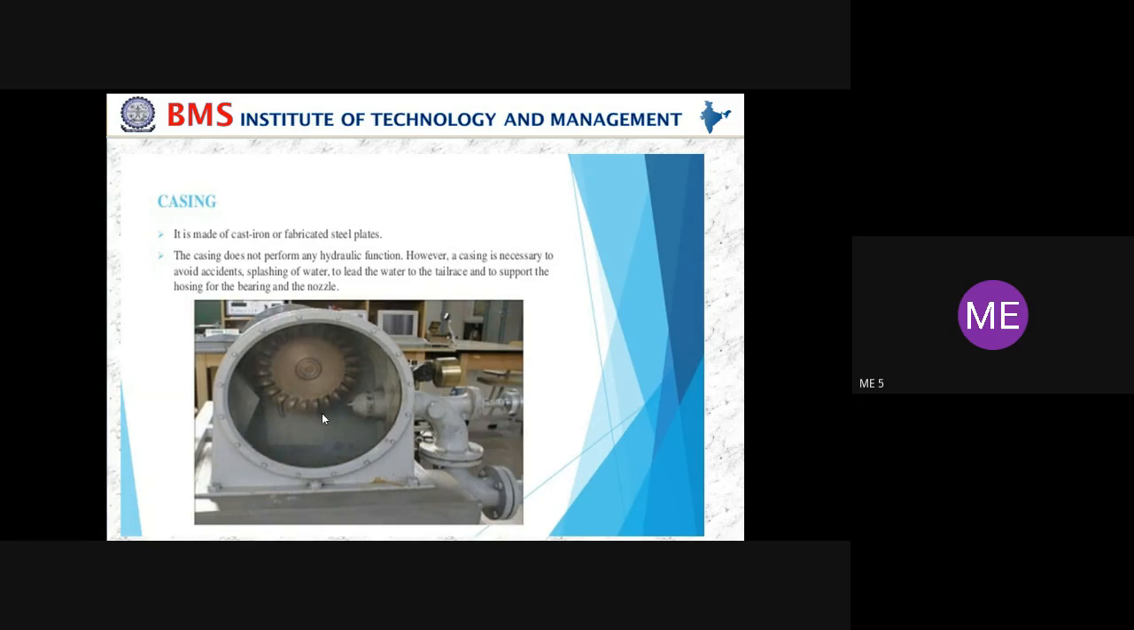Next, we have the important part called the nozzle. You remember, we have the nozzle in case of Pelton turbine. The nozzle does not exist in case of Francis turbine and Kaplan turbine. The main function of the nozzle is to increase the velocity of the working fluid. You already studied the nozzle in thermodynamics.